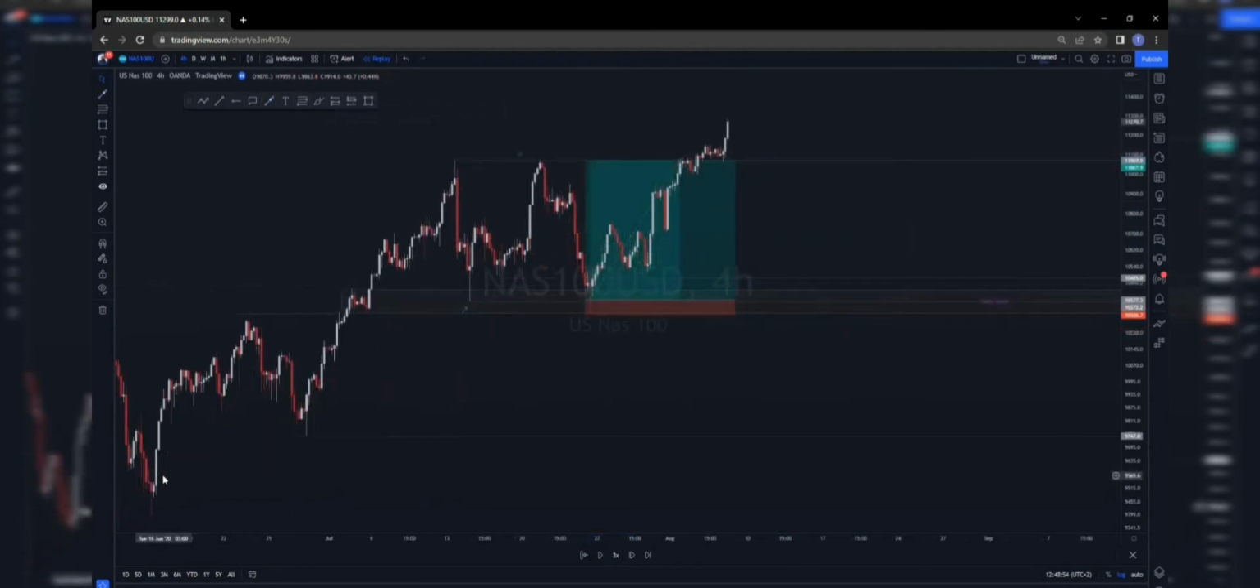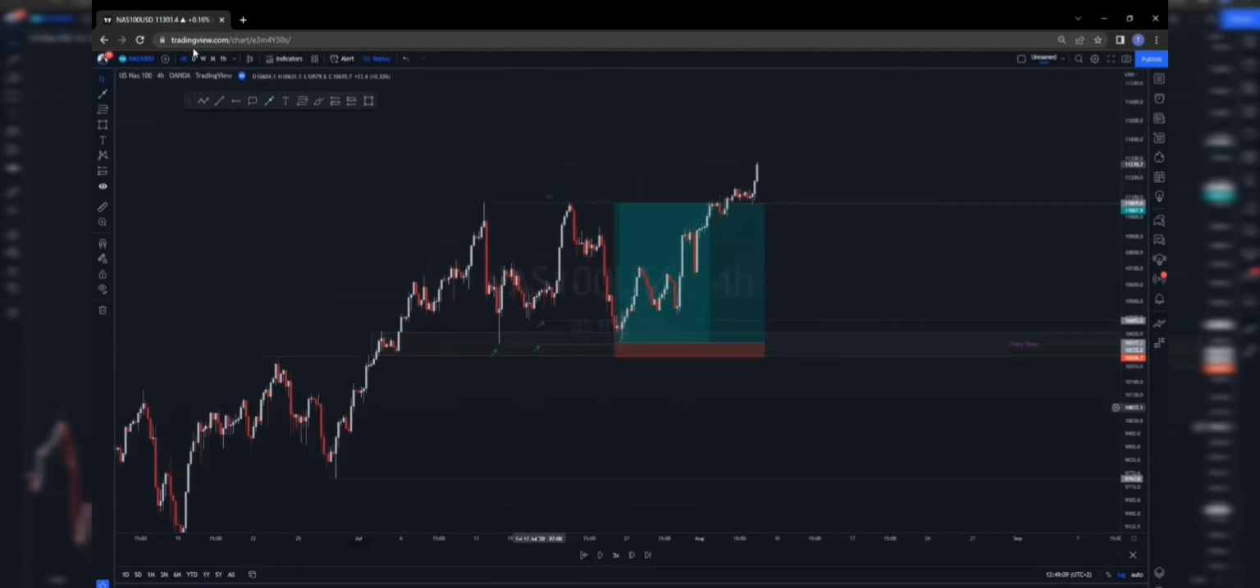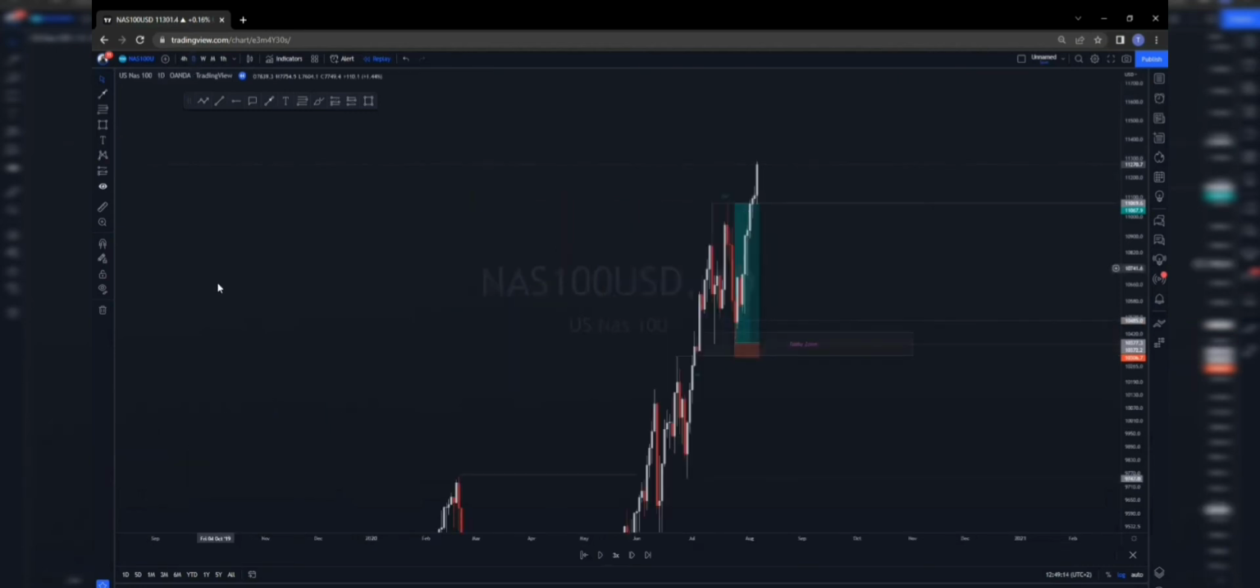Profits taken. Like I said, took out both of these areas of liquidity and then dropped. There was a nested zone here. I don't like Nasdaq. I don't like how it looks. This is me being honest.